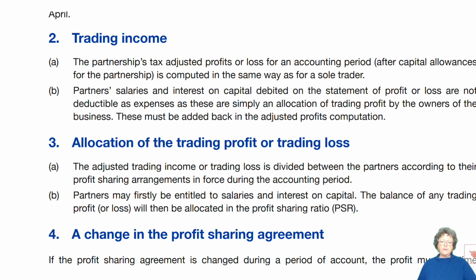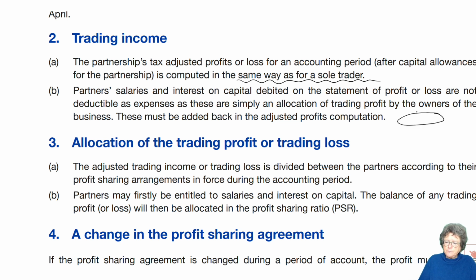Partnership profits or losses for an accounting period are calculated in exactly the same way, using the same pro forma, as for a sole trader. The only twist is that partners' salaries and interest on capital debited in the statement of profit and loss are obviously not deductible as expenses. It is simply an allocation of the profit between each one of the partners.